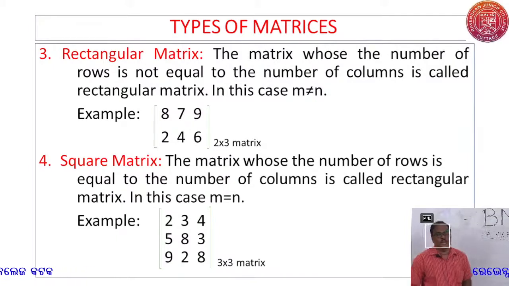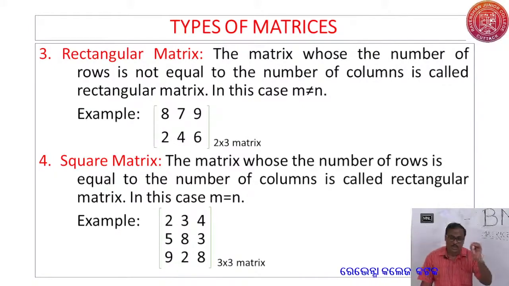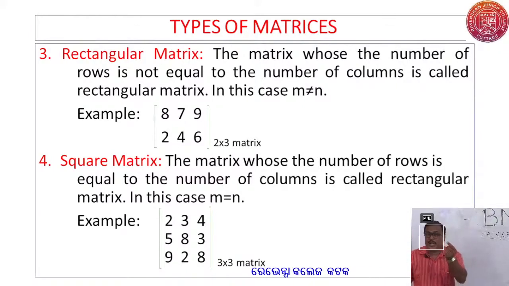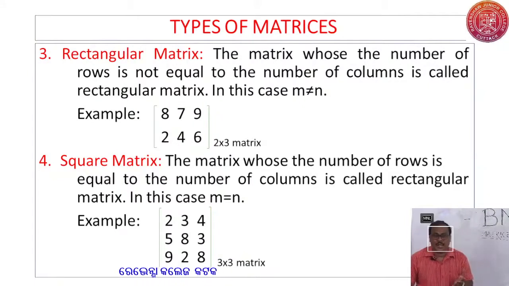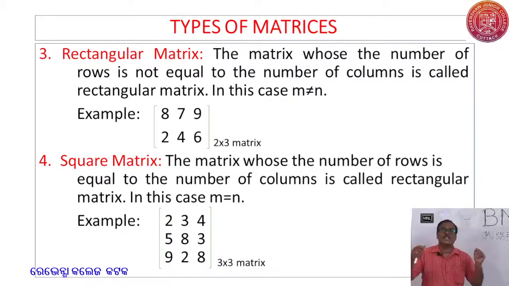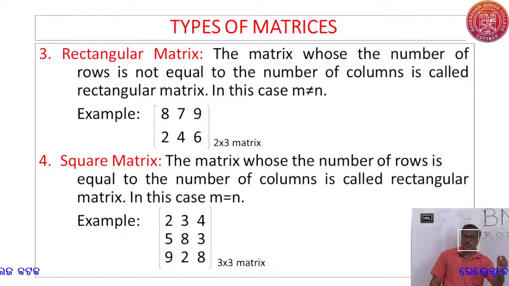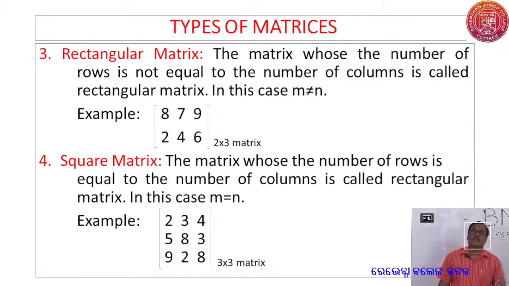Then comes the fourth type of matrix, which is the opposite of the rectangular matrix. That is called the square matrix. Geometrically, in a rectangle the length is not equal to the breadth, due to which we call it rectangular. But in the case of a square, all the sides are the same. Likewise, here the number of rows and columns must be equal. So this is the opposite of the rectangular matrix.